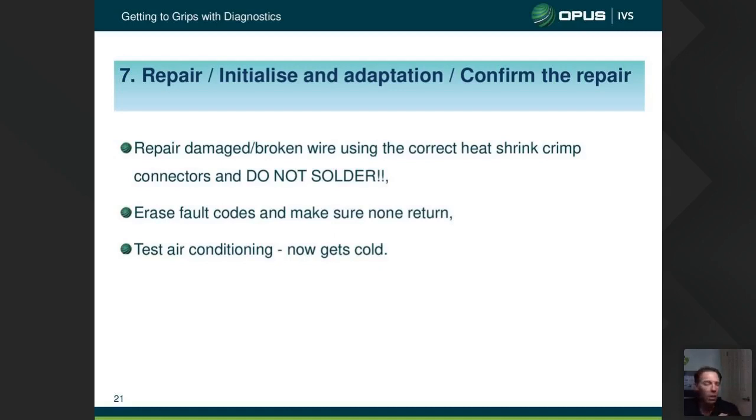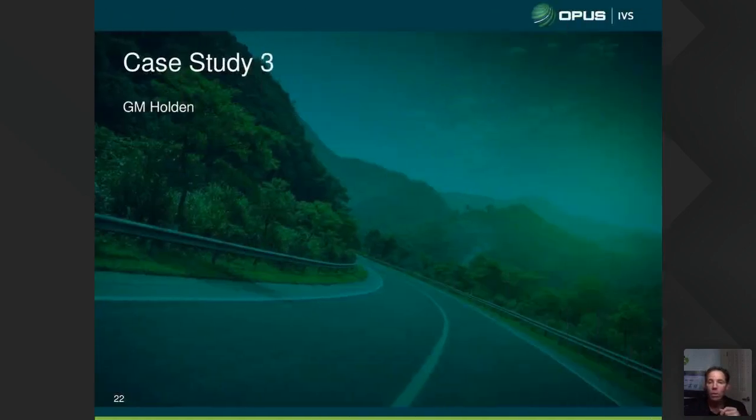Test the air conditioning, now it gets cold. Now, again, like any fault code, make sure you replicate the conditions for setting the code. Otherwise, we're doing an injustice to the customer. All right, that's good. Okay, next one we're going to quickly look at, 7:30.